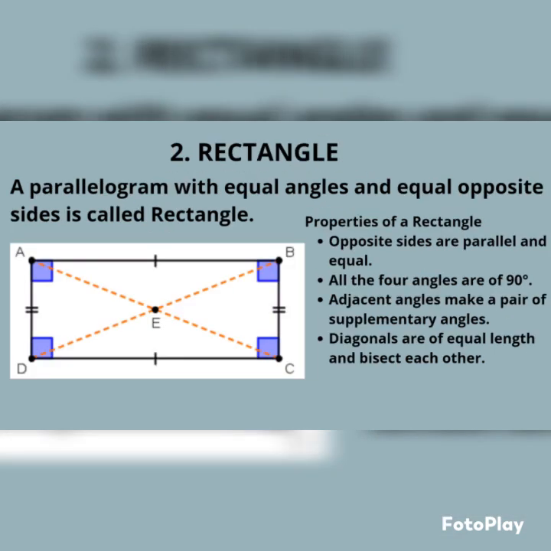Now let's see rectangle. A parallelogram in which opposite sides are equal and all angles are equal to 90 degrees, then it is a rectangle. This is the property of rectangle, that all four angles are 90 degrees. Adjacent angles make a pair of supplementary angles. That means angle A plus angle D will be equal to 180 degrees. And diagonals are of equal length. This means AC will be equal to BD and they will bisect each other.